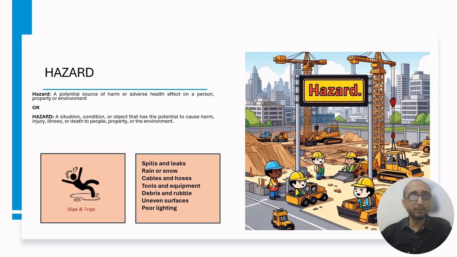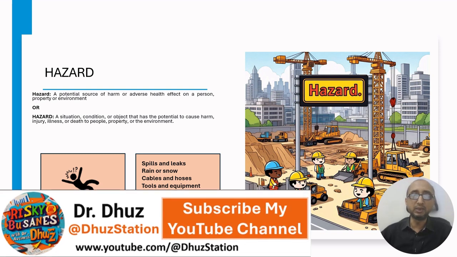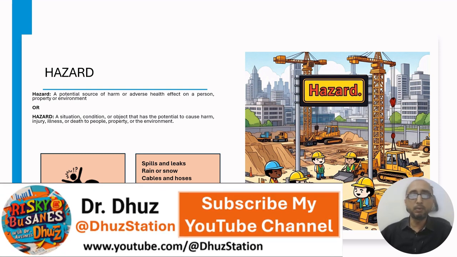The next is the slip and trip hazard. So maybe the floor you are walking on is slippery due to leakage, due to water, or maybe there is bad housekeeping, equipment, tools, cables are scattered around and you are walking through. So it can cause a slip and trip hazard.